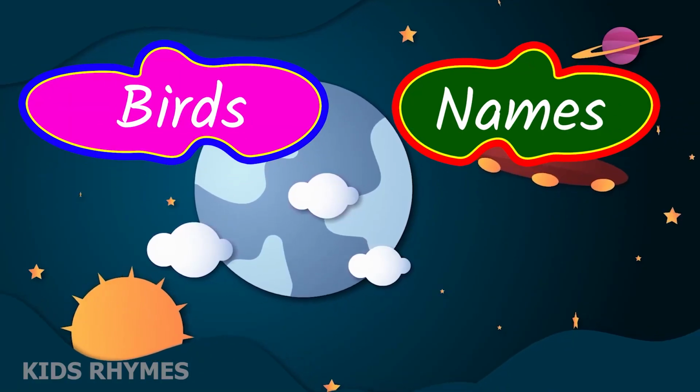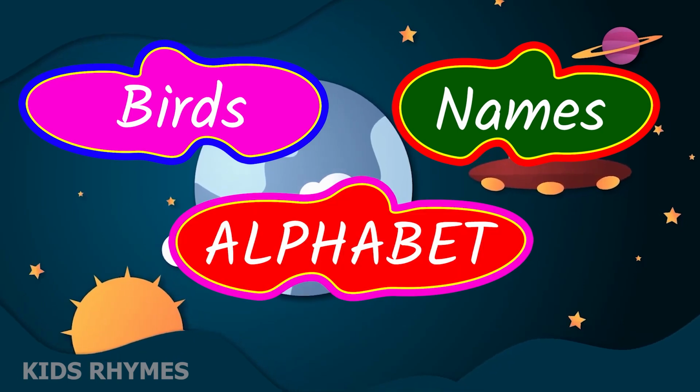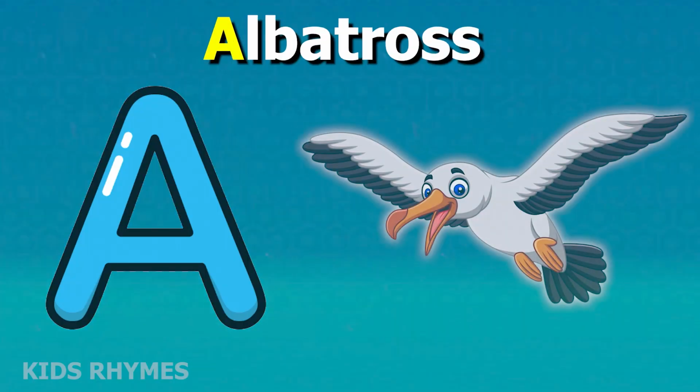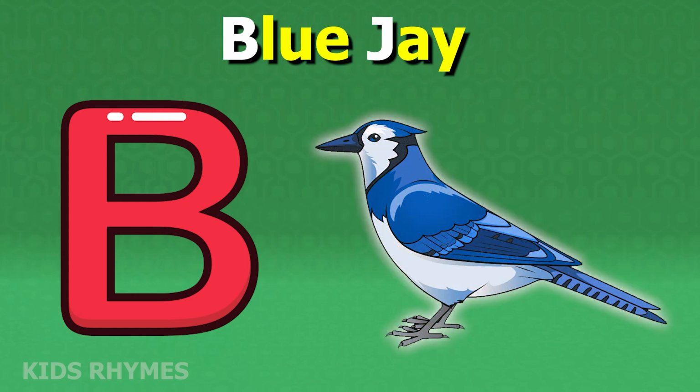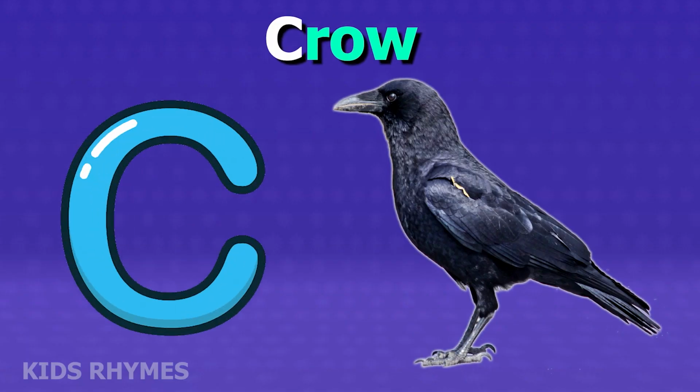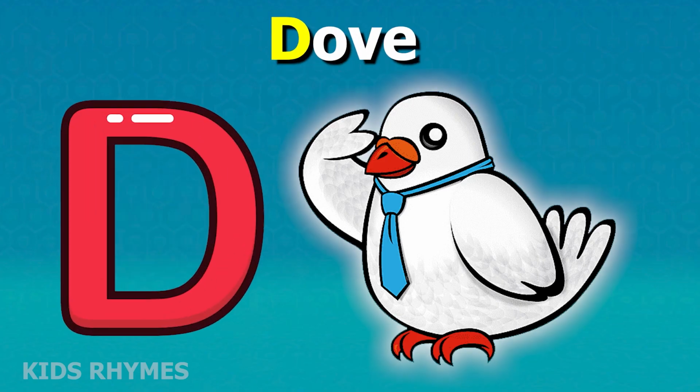Bird's name according to alphabet. A for albatross, B for blue jay, C for crow, D for dove.